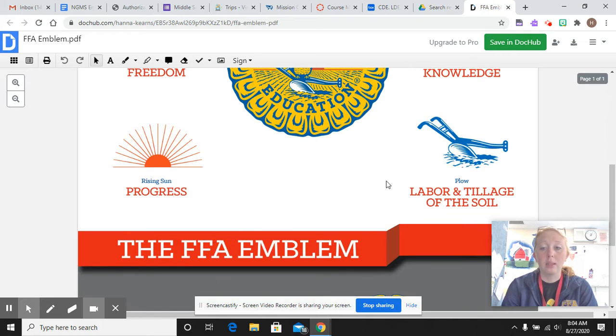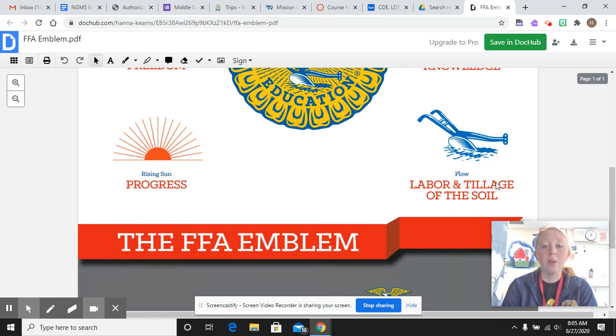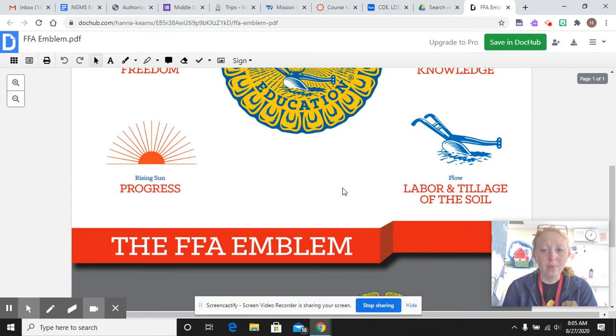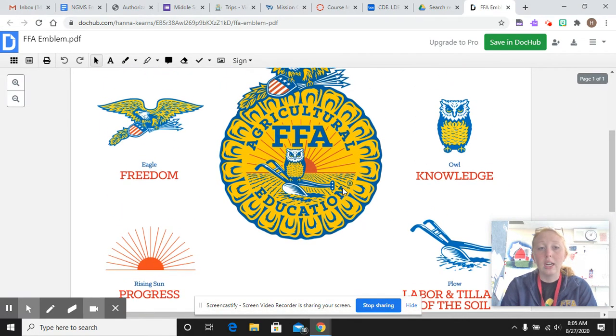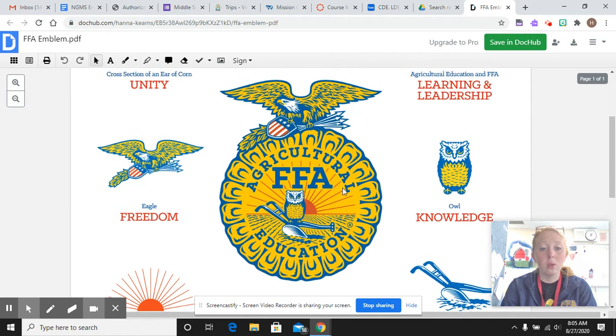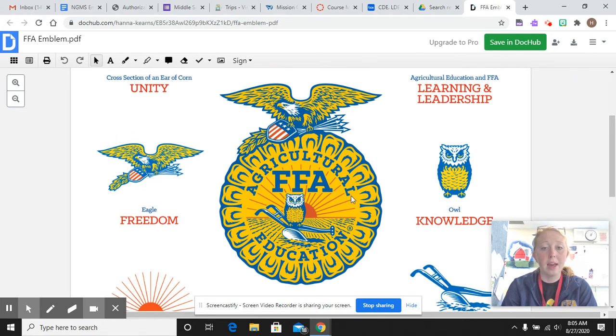So then last but not least, we go down to our plow. This is our labor and tillage of the soil. This is a symbol of leadership, and I really see this as a symbol of strength and always persevering, which I think is a great symbol for us now, because we have to persevere through these interesting times, and I really love that. So that kind of goes through the basic symbols of our FFA emblem.